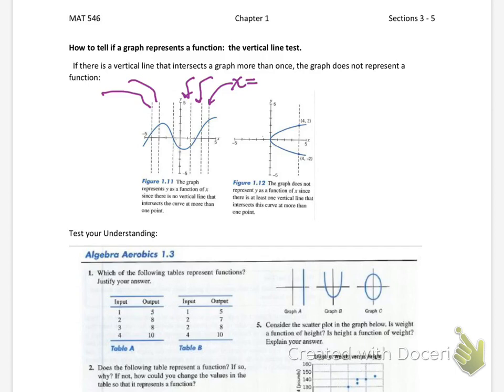Because remember, the x's are your inputs. So if your input hits the graph more than once, then you'll get 2 outputs. And that's why the vertical line test is a good indicator of functionality. Notice in figure 1.12, here's a vertical line, and it's hitting here and here. So that is only a relation, and not a function. Okay, we're going to go through some of these algebra aerobics as well.